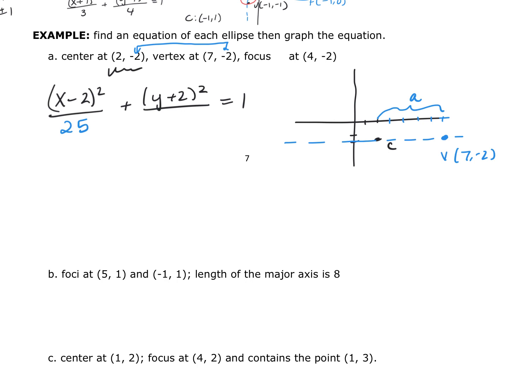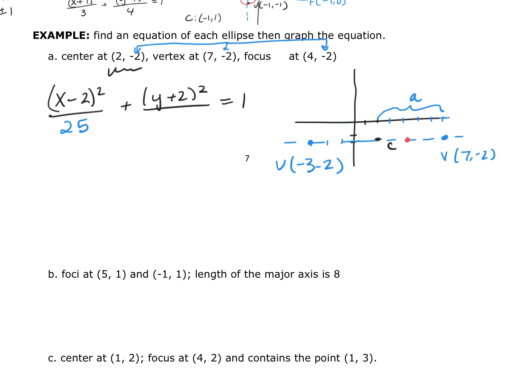That tells me that I have to go back 5. So 1, 2, 3, 4, 5. Here is my other vertex. So I have -3, -2. There's where my second vertex is. Now, I have a foci. One of the foci is at 4, -2. And this also tells me I'm going in the right direction because, again, the y did not change. That means I must be running parallel to the x-axis for my major vertices. So if I go to 4, -2, here's where my focus is, 4, -2.